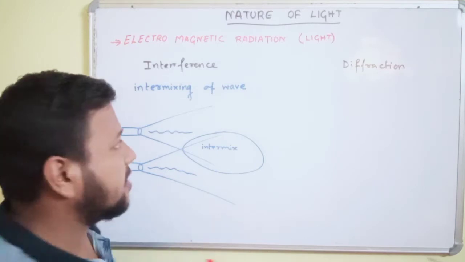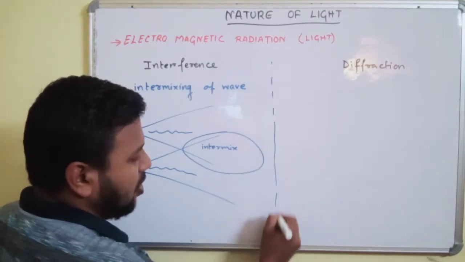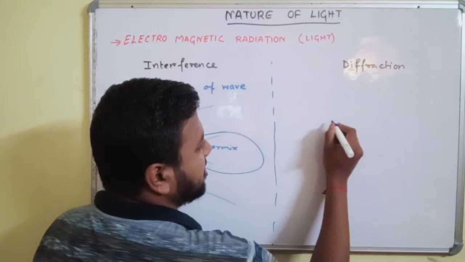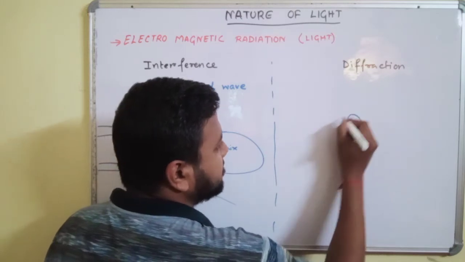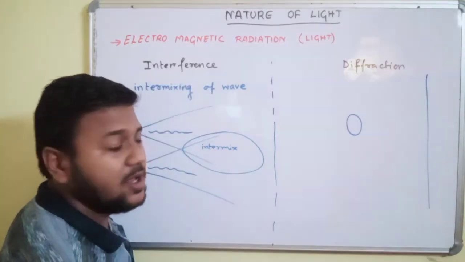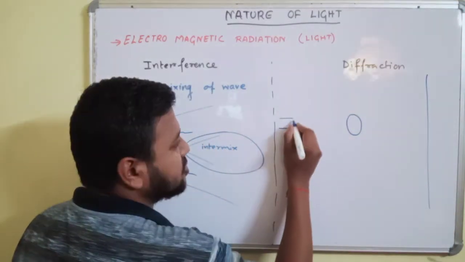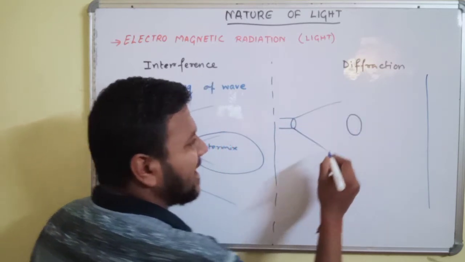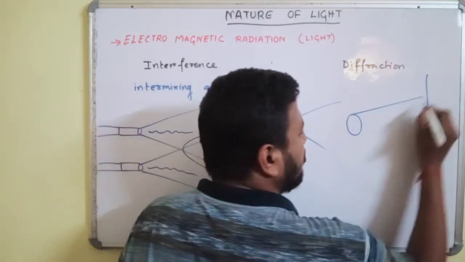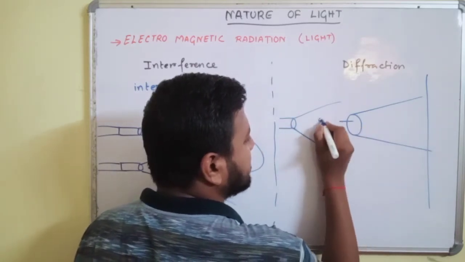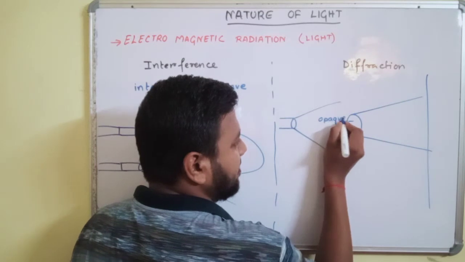Moreover, if we talk about diffraction, you have also studied that when light falls on an object, say a source of light falls on an object, and here we have a screen. Here is the light which falls on the object. So we see the shadow of the particular object, which is an opaque object.